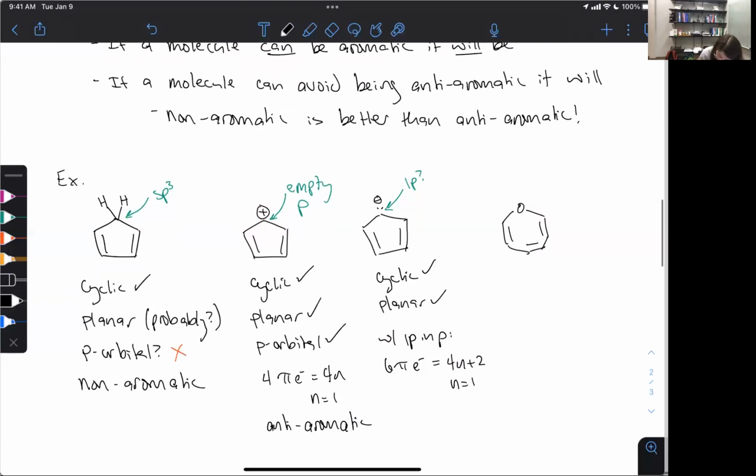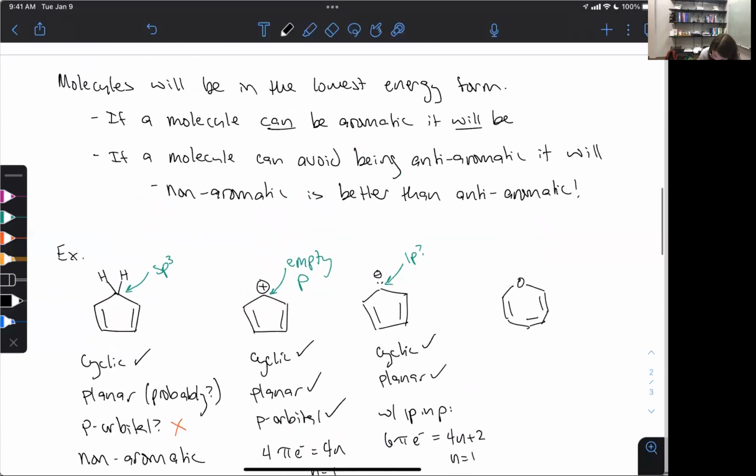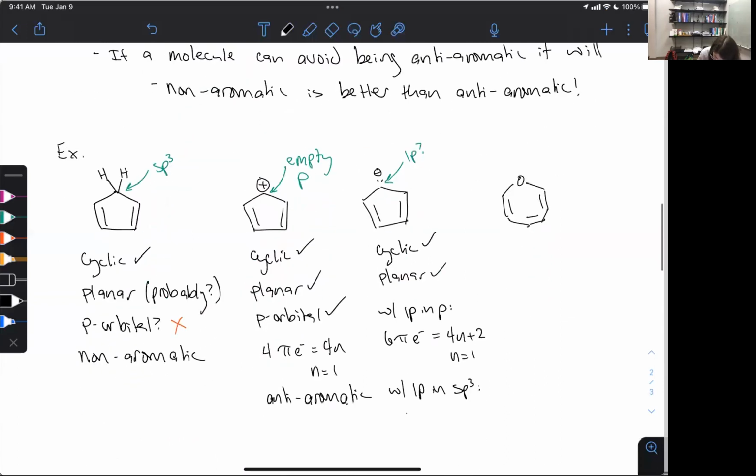If I said the lone pair is in an sp3 orbital, because that's pretty much my option. I'm either sp2 on that carbon, it's in a p orbital, or it is sp3 and not delocalized at all. So with my lone pair in an sp3, I would have 4 pi electrons. Actually, it wouldn't even matter. If I had it in an sp3, I don't have the p orbital on every atom, so it would be non-aromatic. And the number of electrons doesn't even matter.